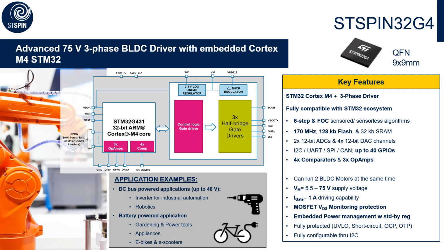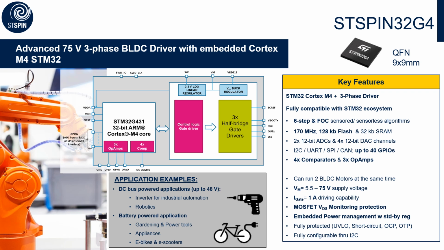The STSPIN32G4 belongs to the high performance line and it's superior to the two other STSPIN32s in terms of microcontroller and driving capability. So we can target applications up to 48 volt like e-bikes, e-scooters, garden tools, robotics and much more. This driver works from 5.5 up to 75 volt, has a current output of 1 amp for all the low sides and high sides, and also provides a bootstrap diode for all the high sides.